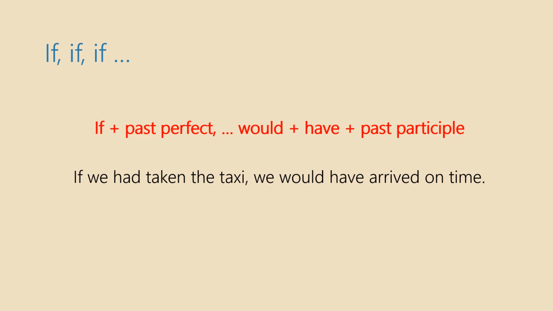The construction is if plus past perfect in the first part of the sentence, and then would plus have plus past participle in the second part of the sentence. For example, if we had taken the taxi, we would have arrived on time. We use the third conditional to talk about the past, to describe a situation that did not happen and to imagine the result of this situation. Now we need a third conditional for our next activity.